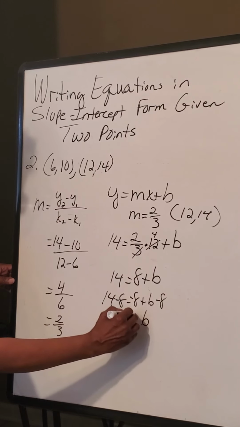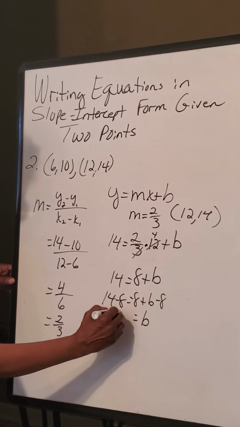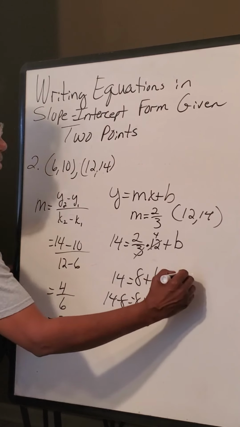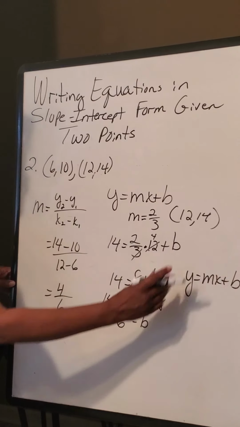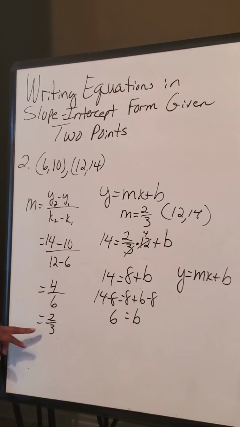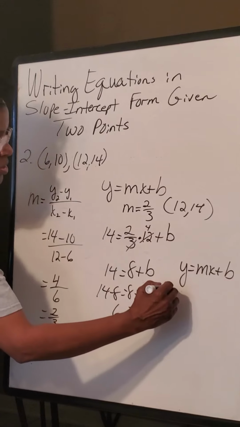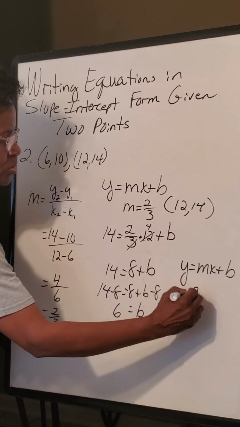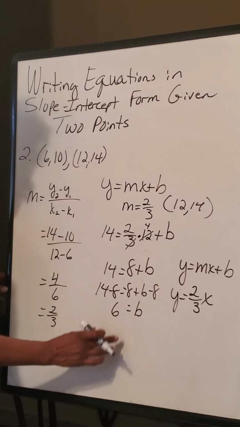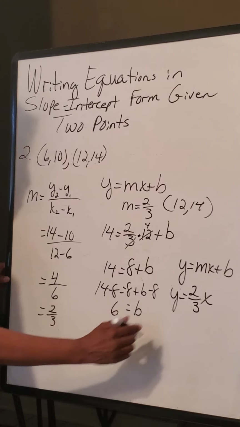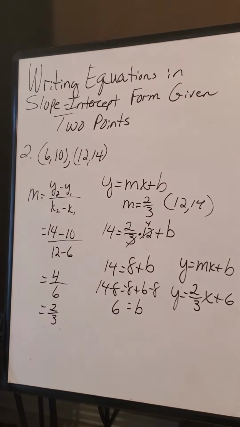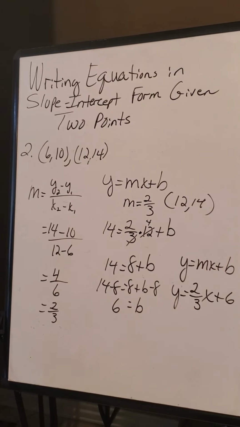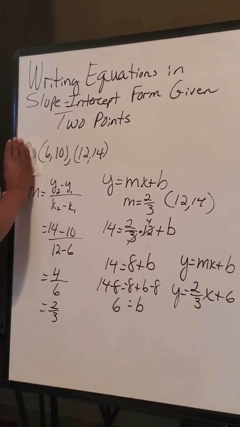So we get b is equal to 14 minus 8, which is 6. Go back and substitute in this particular equation. Put the m and the b in their proper place. We found m to be 2/3, so our equation is y is equal to 2/3 x. My b is a positive 6, so it would be plus 6. So my slope-intercept form equation is y is equal to 2/3 x plus 6.